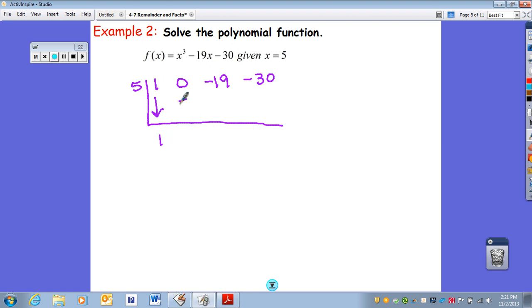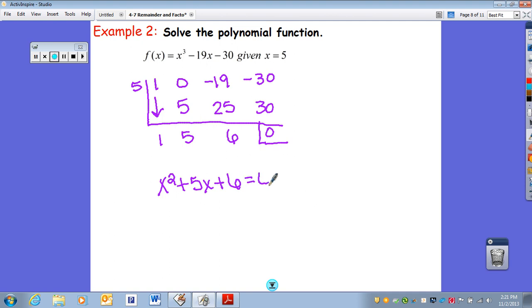I multiply and I add the two together. I multiply and I add the two together. I multiply and I add the two together, and we want to make sure that we end with 0 so that now we have our remaining as our coefficients of our quadratic. So that gives me a 1x squared plus 5x plus 6.